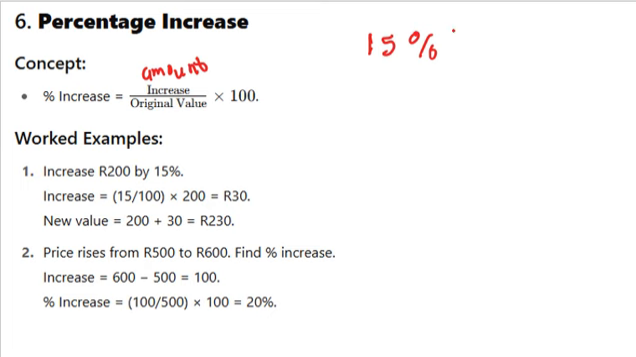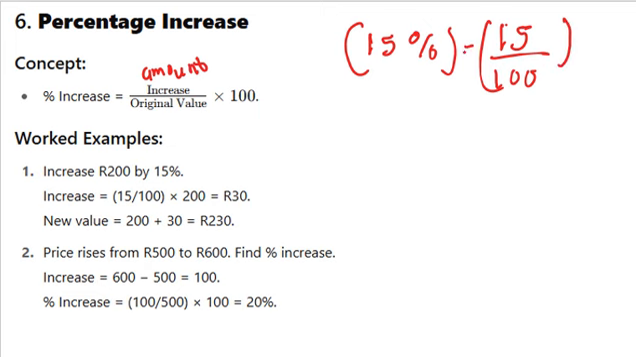Or else, if you don't want to use the percentage sign, here we have 15%. This symbol means over 100. So these two things are the same: 15% and 15 over 100 are the same thing. Whenever you do problems, you can use either of these in your calculator and you always get the correct answer.